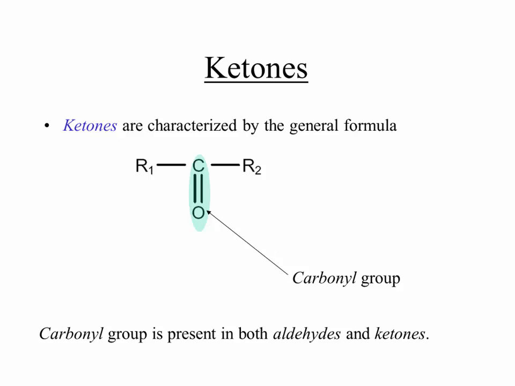Then another group of organic compounds that contain carbon and oxygen are called ketones. They are characterized by the general formula: you'll have C double bonded with O, that's the carbonyl group, and then it can be linked to different organic groups like R1, R2. The carbonyl group, C double bonded with O, is present in both aldehydes and ketones. An example of a ketone would be acetone.